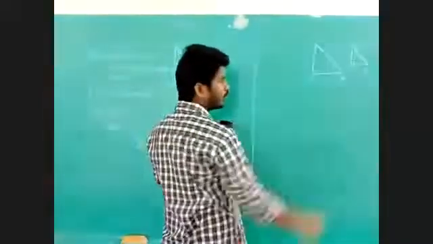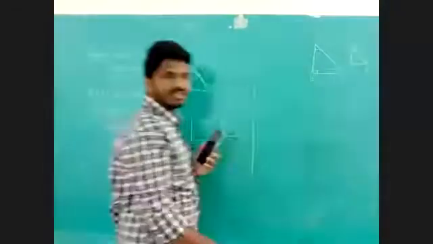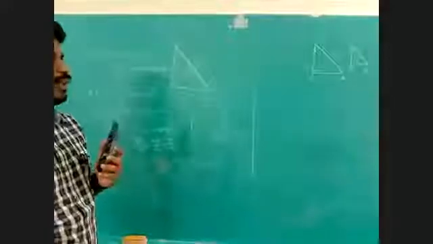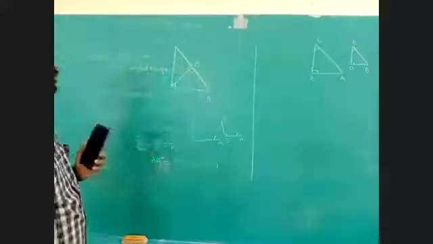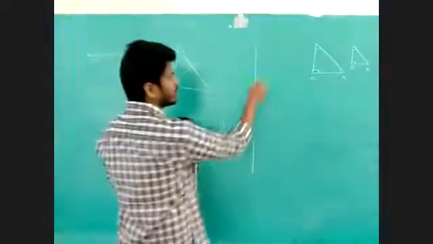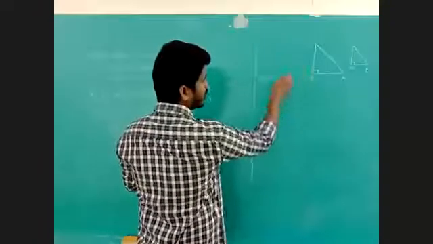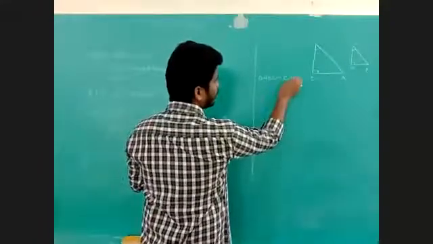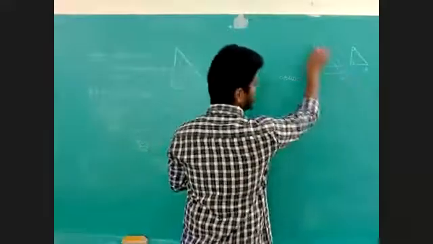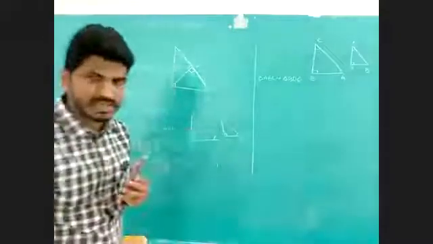Now prove that these two triangles are similar. Angle C equal to angle C, common angle. Angle B equal to angle D, that is 90 degrees, right angle. That's why by angle similarity, we can say that triangle ABC is similar to triangle BDC. Then these two triangles are similar.